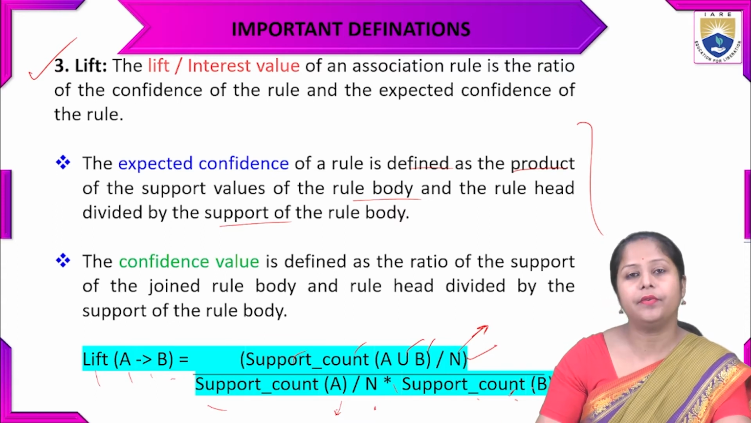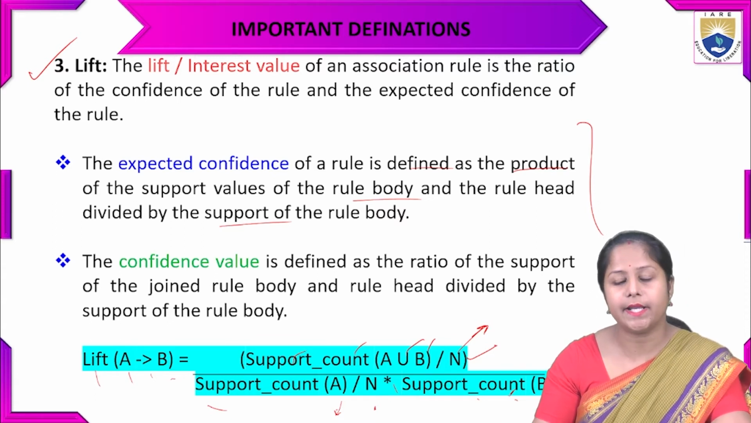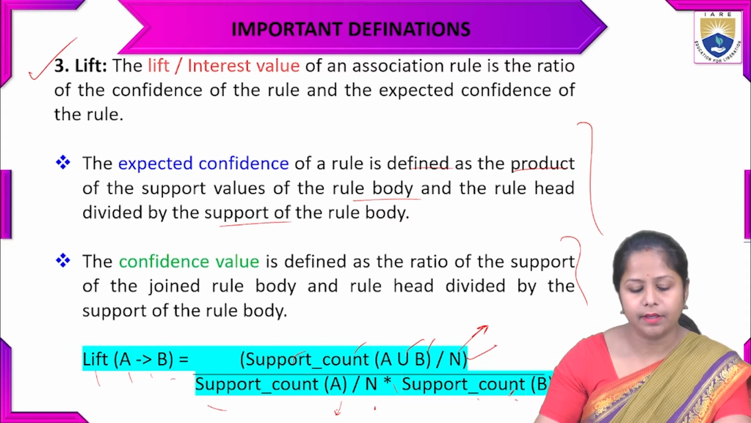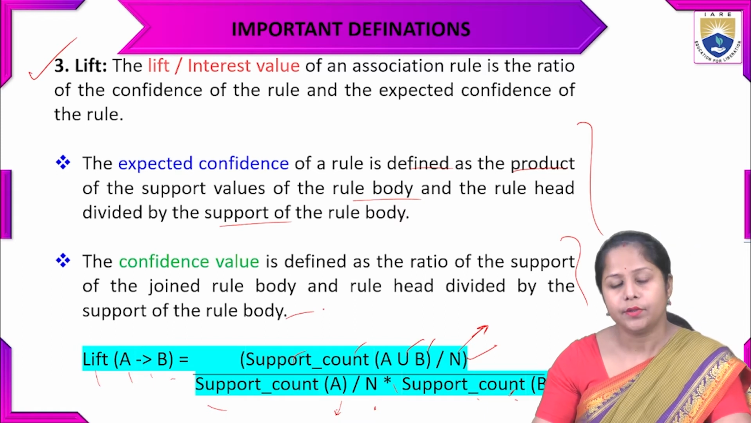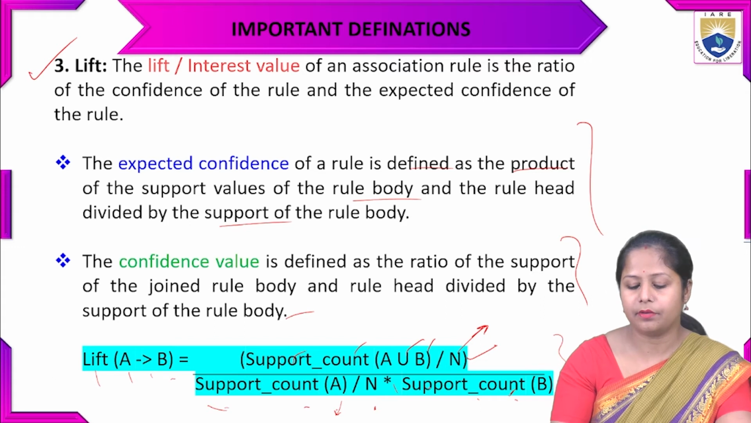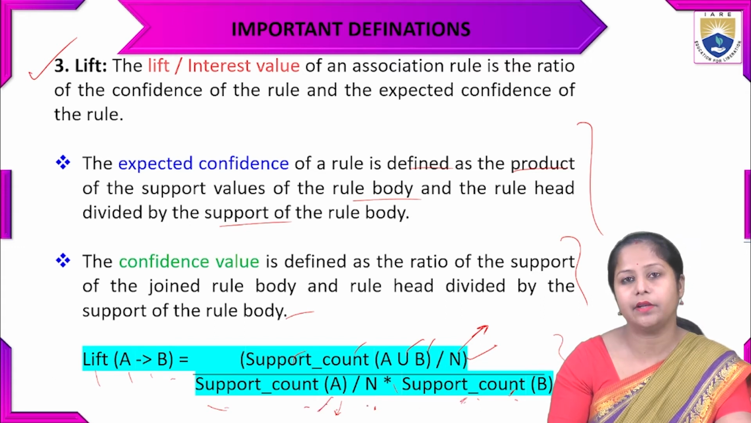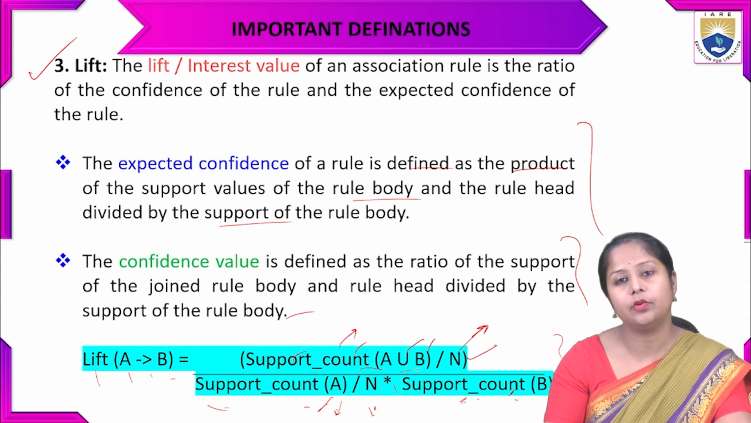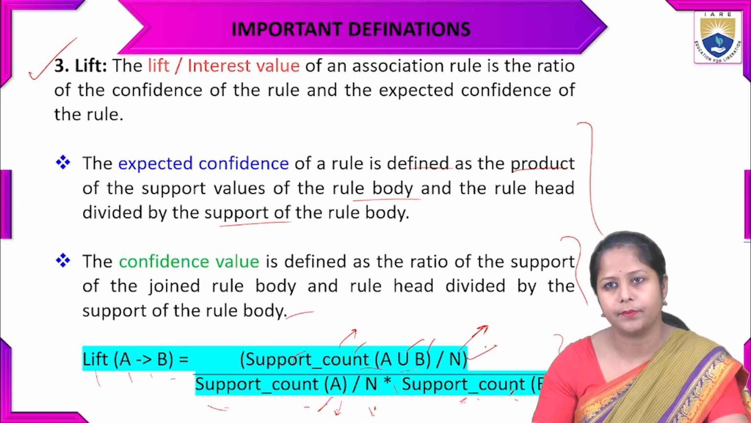The confidence value is defined as the ratio of the support of the rule body and rule head joined, divided by the support of the rule body. So in this formula we have seen this term. What is that? The support count of A and B divided by the number of transactions, and that will be in the above formula the support count of A union B divided by the number of transactions.